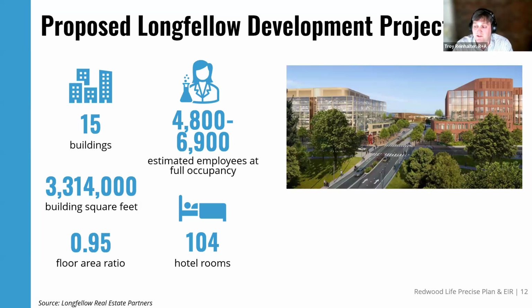The proposed project has requested a net increase of around 2.3 million square feet, which would result in a total of approximately 3.3 million square feet. It would include a hotel and a public amenity building. The floor area ratio would be increased from 0.3 up to 0.95. Proposed buildings would be between 4 and 6 stories tall, or between 80 and 100 feet tall. The project would be phased over 25 years, and its full build out would accommodate somewhere between 5,000 and 7,000 employees.